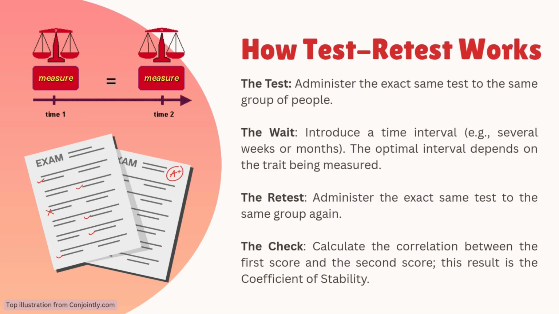So how does this method work? This is one of the more straightforward methods that we will discuss. First, you give the exact same test to the same group of people. Then you introduce a time interval. It could be a few weeks or often several months, like 6 months. There is no one perfect time interval, so it depends on the context of what you're measuring. Then after the time interval, you will give the same exact test to the same exact group of people again. You will then calculate the correlation between the first score and the second score, how stable the scores are between the time interval.